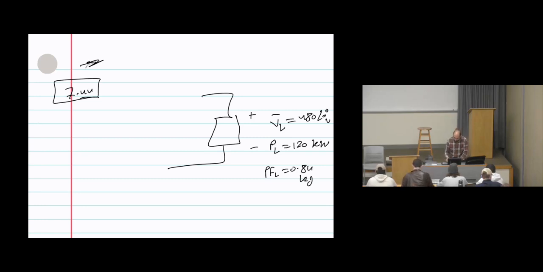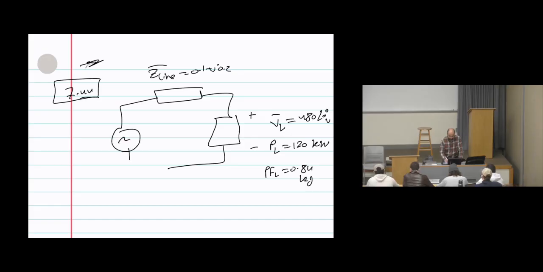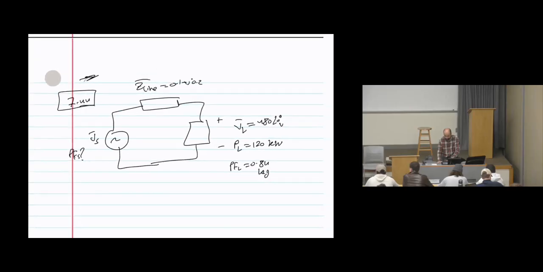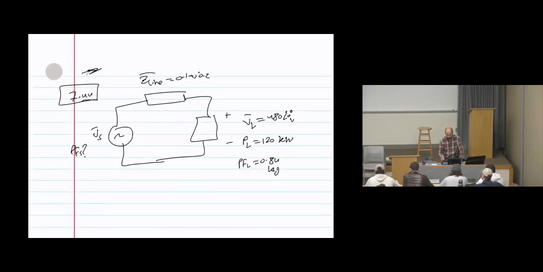Then the other thing: we have the line impedance, here Z line, 0.1 plus j0.2. Then we have a source. We don't know the source voltage, and we don't know the power factor of the source. We need to find the source voltage and the source power factor. How can we find this? Again, we have the load voltage. If we know the power, can we find the current?